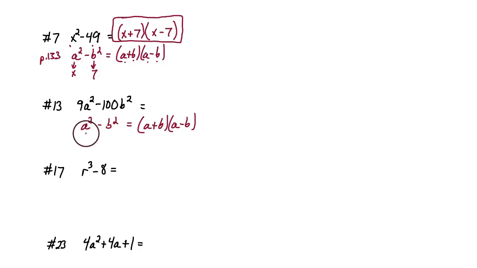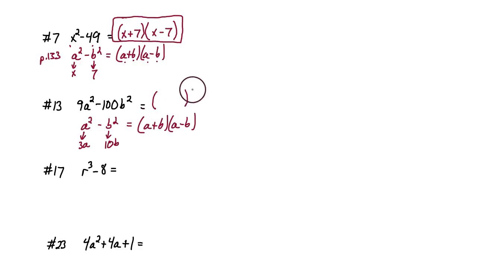In this polynomial, the letter a is 3a, and the letter b is 10b, because 3a squared makes 9a squared, and 10b squared makes 100b squared. Let's follow the directions given by this pattern to get the answer.